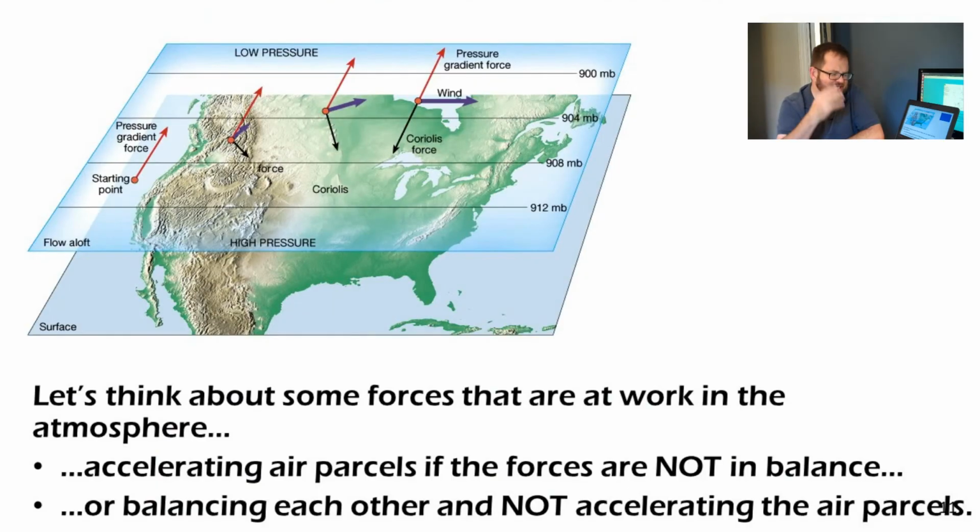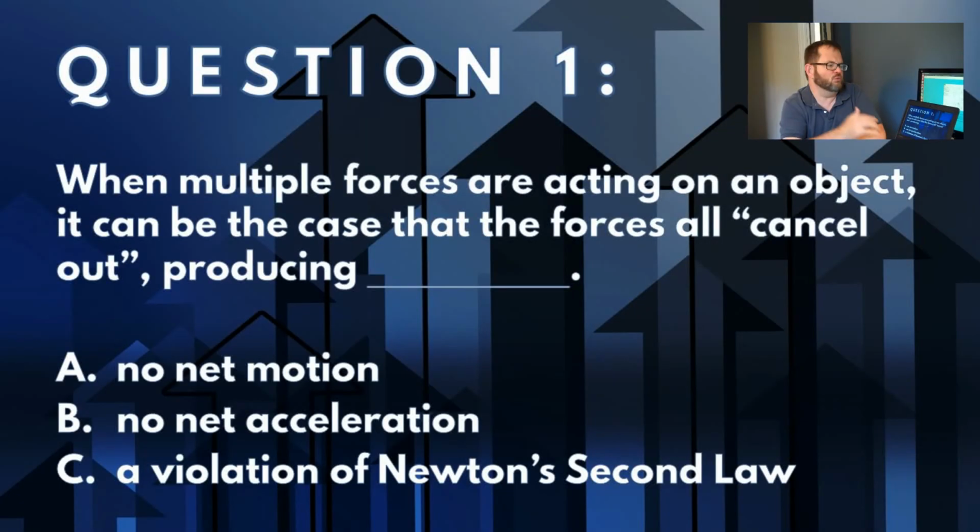This is an important idea to get in mind because we're going to need to have this idea that things can be in motion but have no net forces acting on them because the forces are canceling each other out, and therefore there's no net acceleration. That is going to be hugely important when we start picking apart things like how wind blows and so on. And so when we talk about the forces in the atmosphere that are at work, accelerating air parcels, or these forces not being in balance, or balancing each other out and not accelerating the air parcels, that will be a much more powerful idea in terms of understanding how tornadoes work or how cyclones or how the jet stream or something like that works. So this is where we're headed with this.